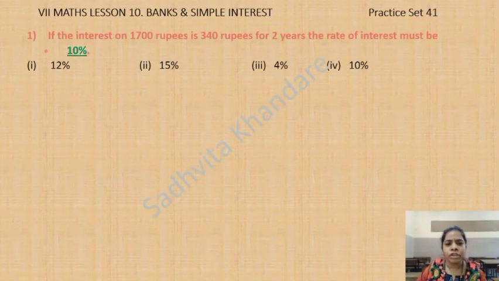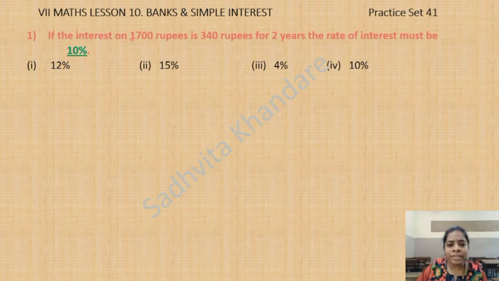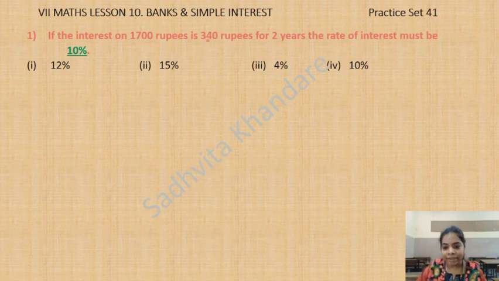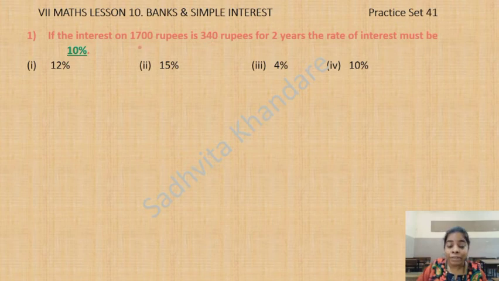See, this is the first question, children. If the interest on 1,700 rupees is 340 rupees for 2 years, the rate of interest must be dash. This is the answer I have already written. So, how we will get the answer? This is the principal. This is the interest. How did I find out which one is principal and which one is the interest? Because interest is usually smaller than the principal and the amount. So this is the principal and this is the interest.